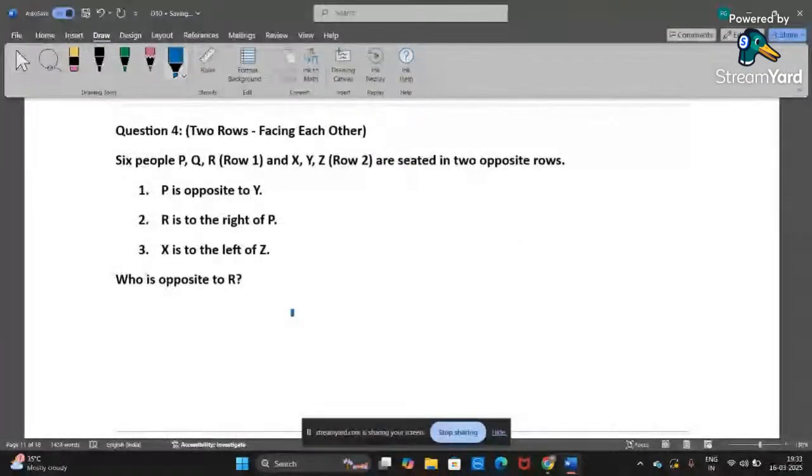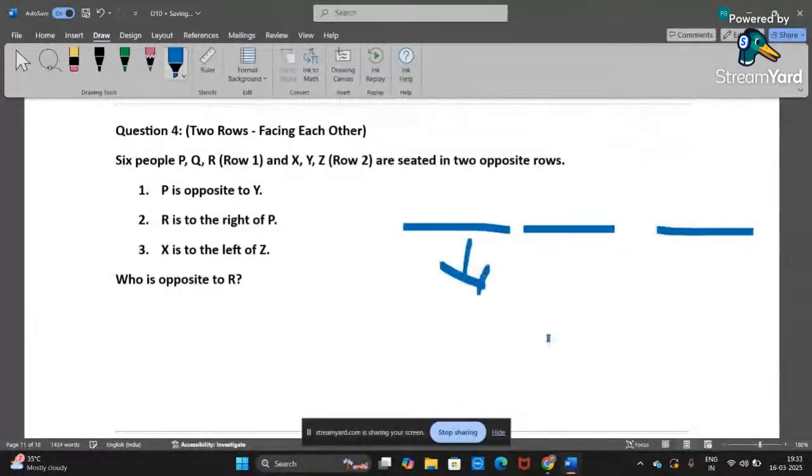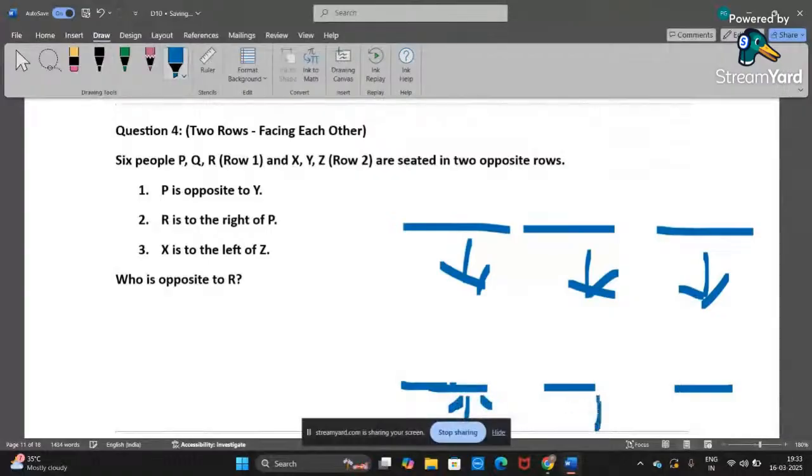Six people P, Q, R are sitting in row 1 and facing towards this side. Let us imagine like that. And X, Y, Z are facing the opposite direction. Okay. P is opposite to Y. Let me write somewhere here, P and Y are opposite. We don't know in which position they are. R is to the right of P. If this person is here, right means this side.